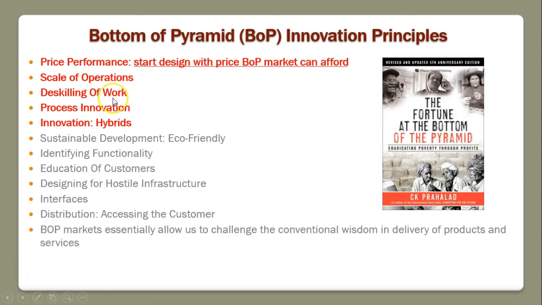So here's some of the principles. You have to start your design with a price. So this would apply to social enterprises, but some of these principles also will apply to how you serve the poor in a nonprofit. You start your design with a price that the base of the pyramid could afford. So if you're offering some sort of product, you have to scale your operations. You have to de-skill work. You have to innovate on your processes. And I'm going to get into what the practical implications of this are.